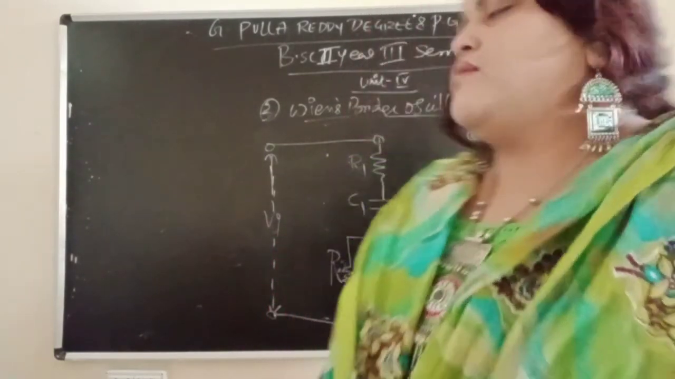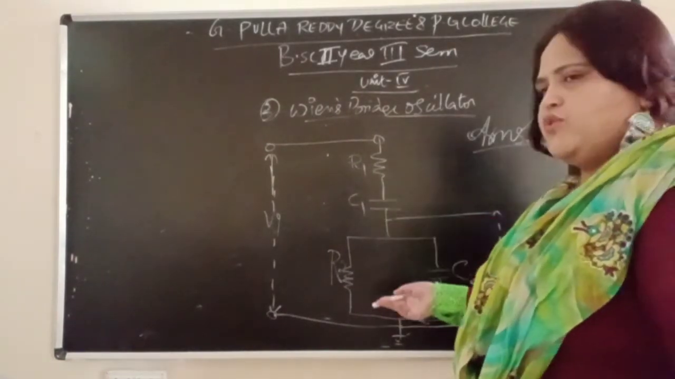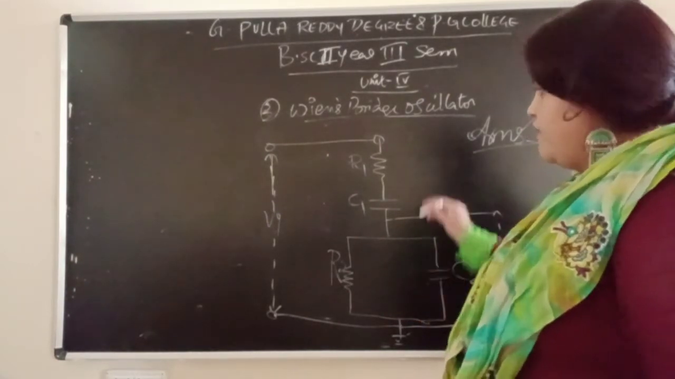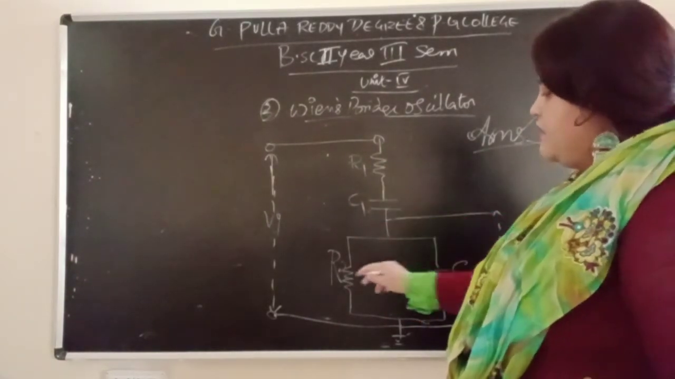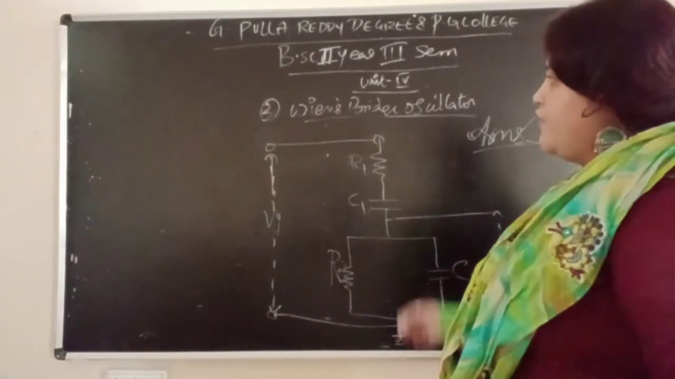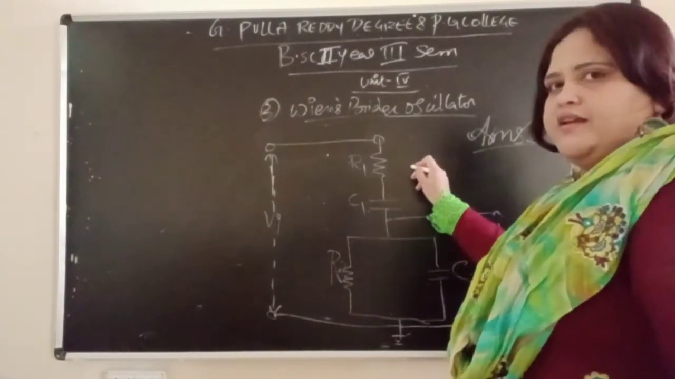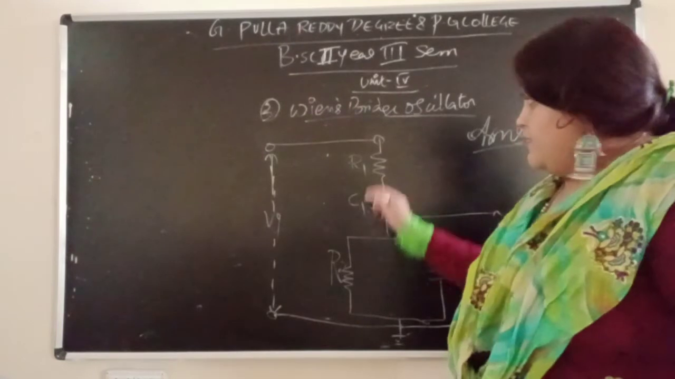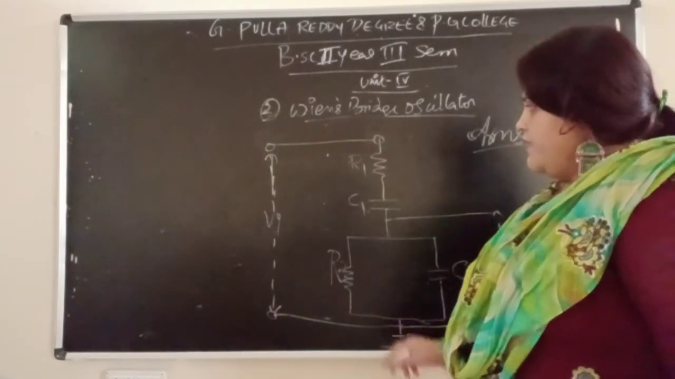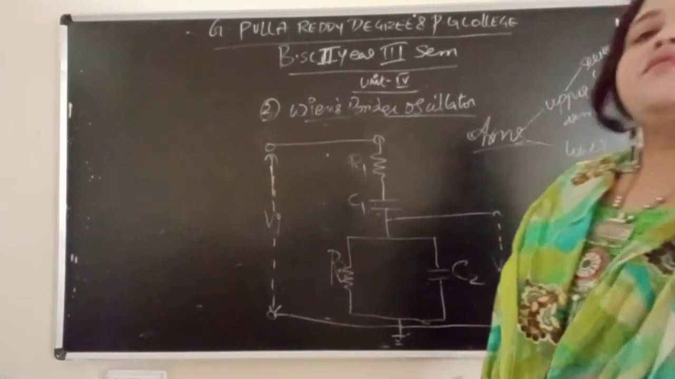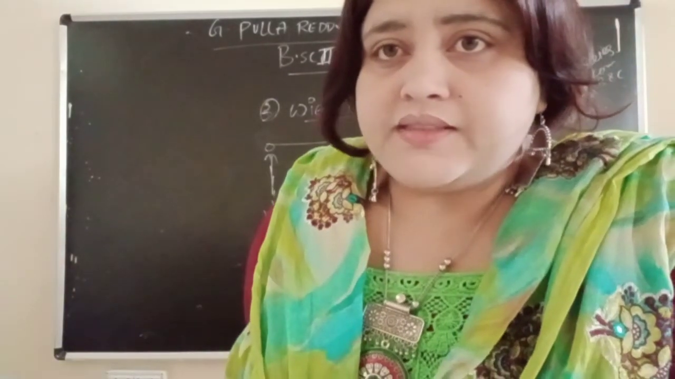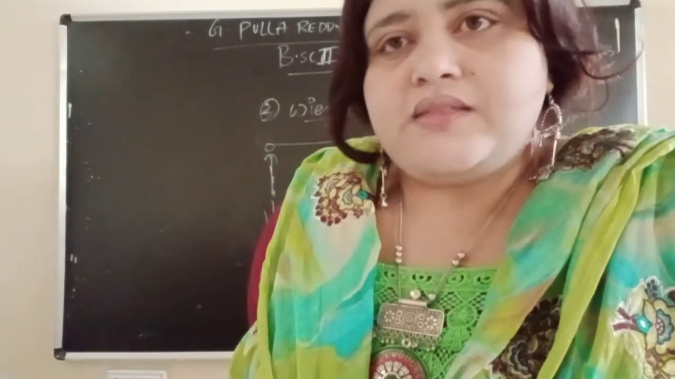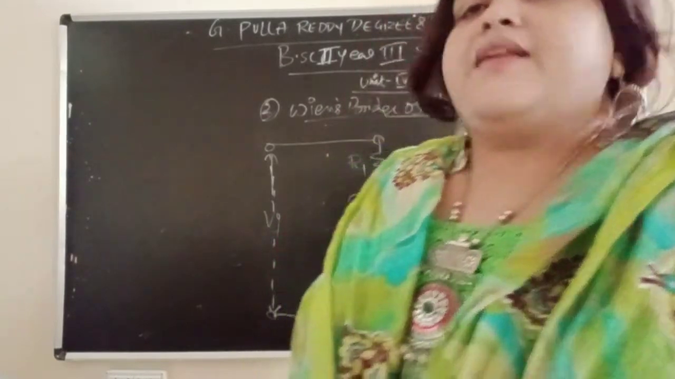You can write C1, C2 or R1, R2, or if not, directly you can write C and R. What are these R1, C1, R2, C2? The same value you have to take. If you are taking 10 kilo ohms here, you should take 10 kilo ohms there, and 1 microfarad, 1 microfarad. So the same values you have to take for resistors R1 and R2, and the same values for capacitors C1 and C2. There should be no difference in the resistance values.